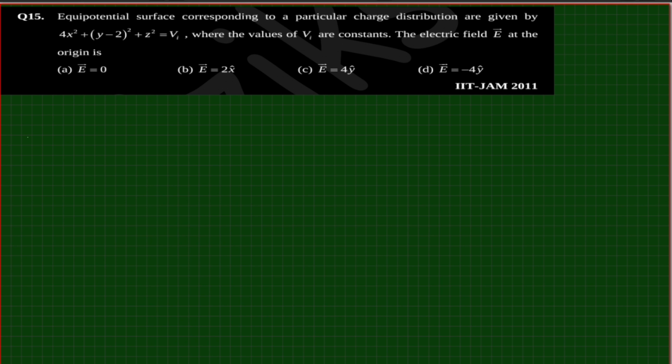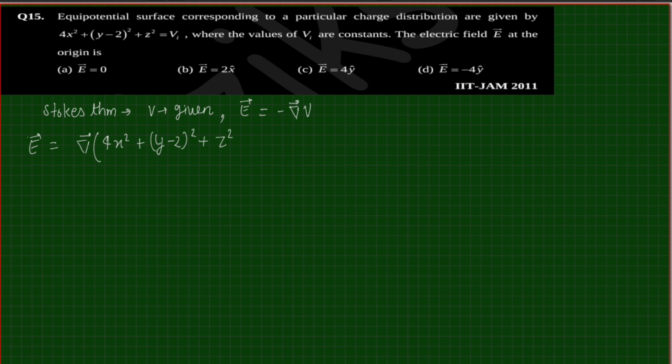This question is of Stokes theorem, which states that, according to this, if V is given, then the electric field can be written as negative of grad V. So the electric field here is negative of grad V, where V is 4x square plus (y minus 2) whole square plus z square.